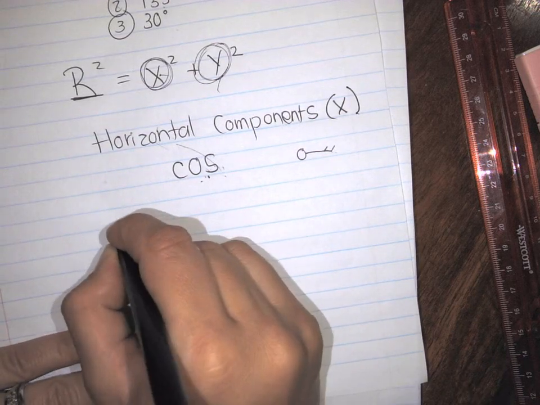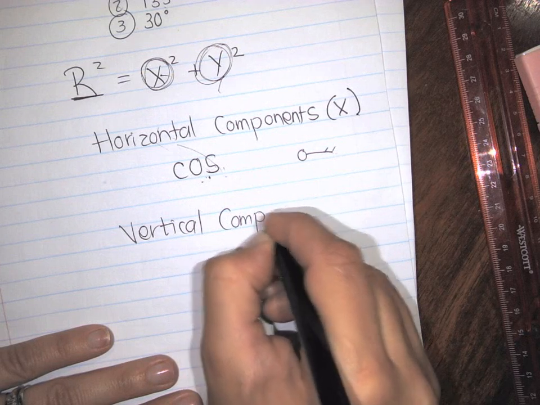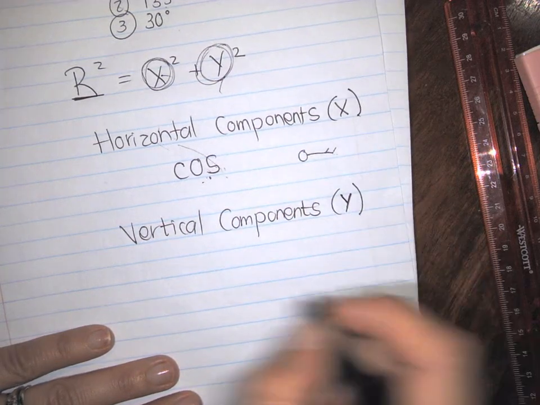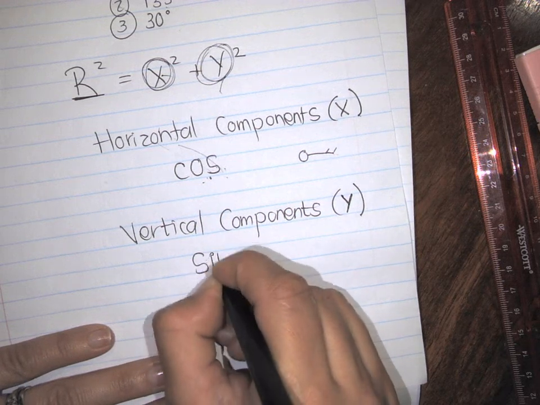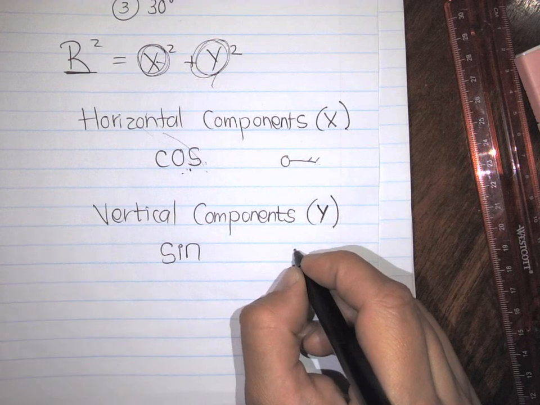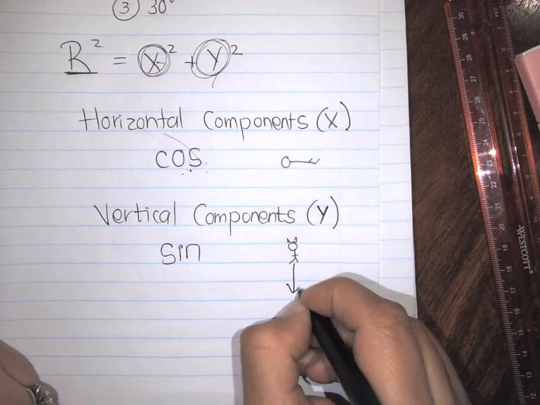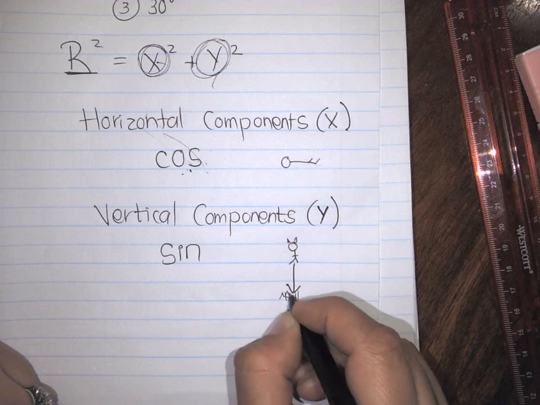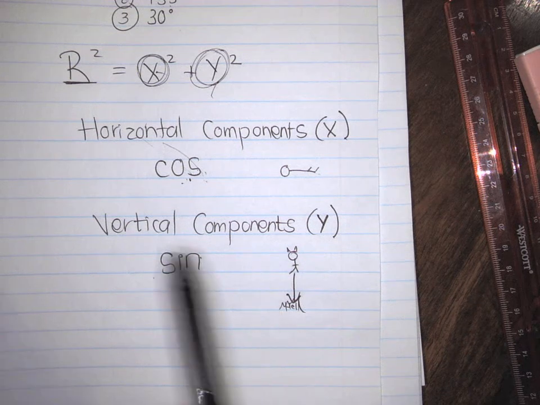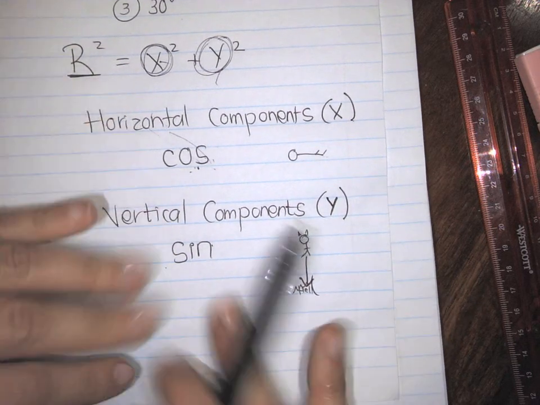Then to get your vertical components, so my y, I have to use sin. Okay, and an easy way to remember this is when you're naughty and you do a lot of sin, you're going to go straight down to hell. So a lot of sin, straight down to hell. So those two always go together. So that's just an easy way to remember those things.